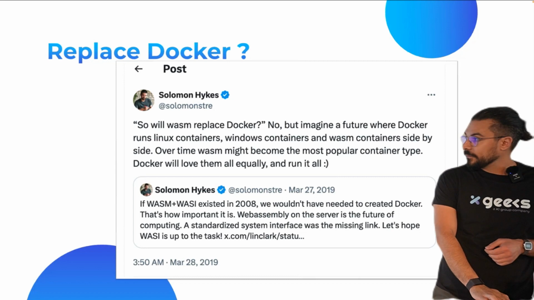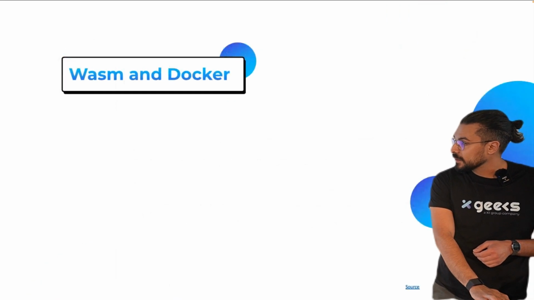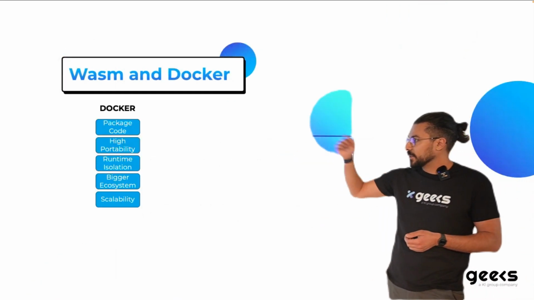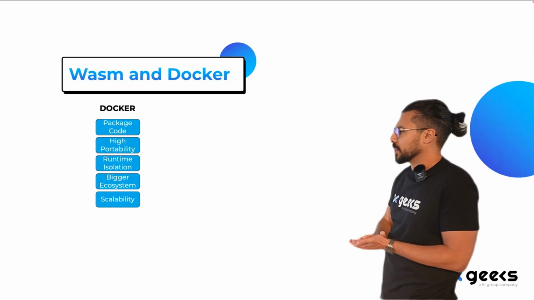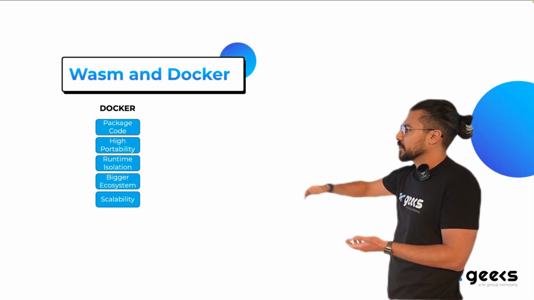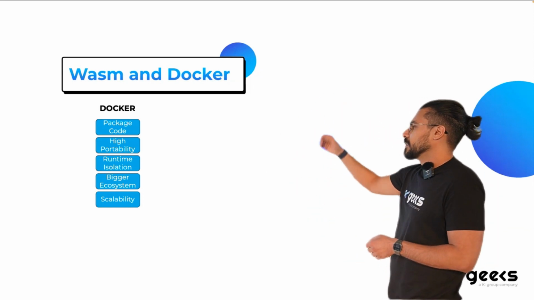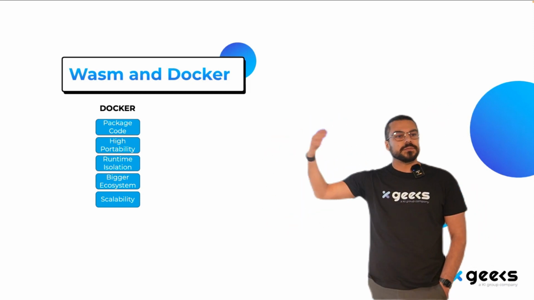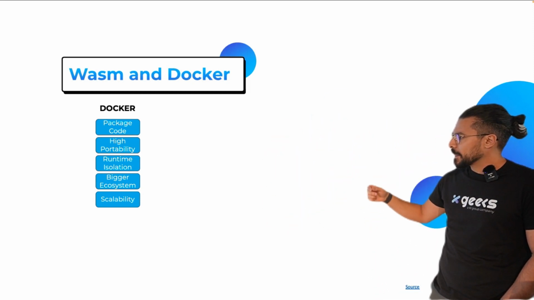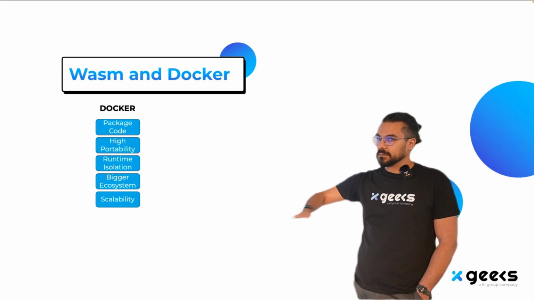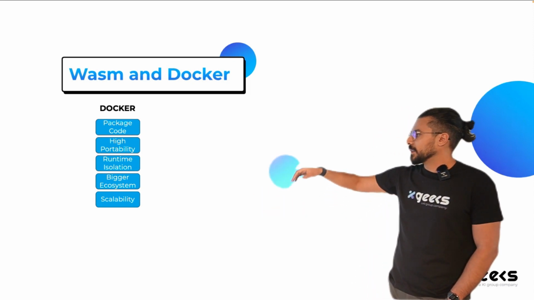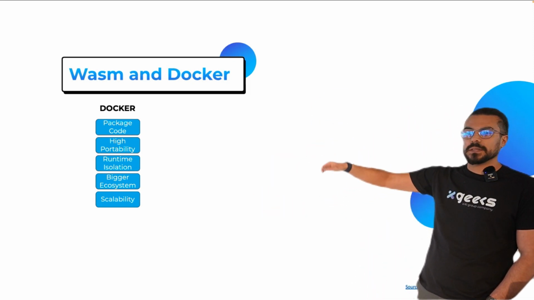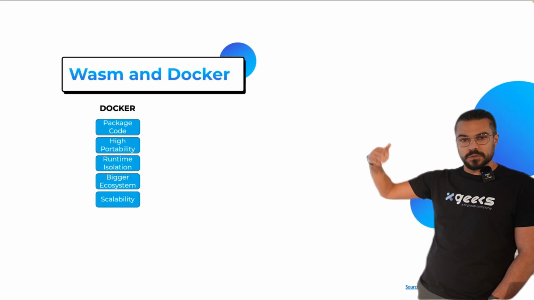But how? So we have Docker, okay? Most of you know Docker. So packaged code, it has high portability. It has runtime isolation, thanks to namespaces and cgroups and so on. It has a bigger ecosystem, like huge. And then it can have scalability thanks to container orchestrators, Kubernetes, and so on.